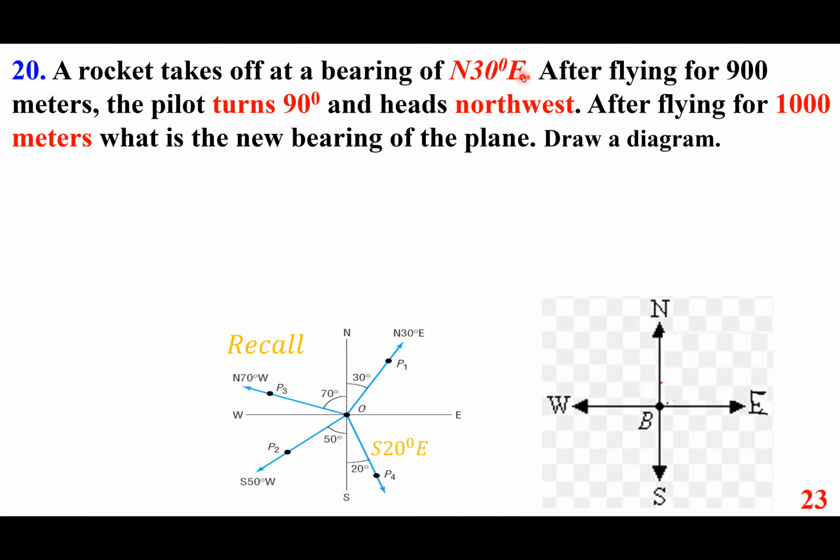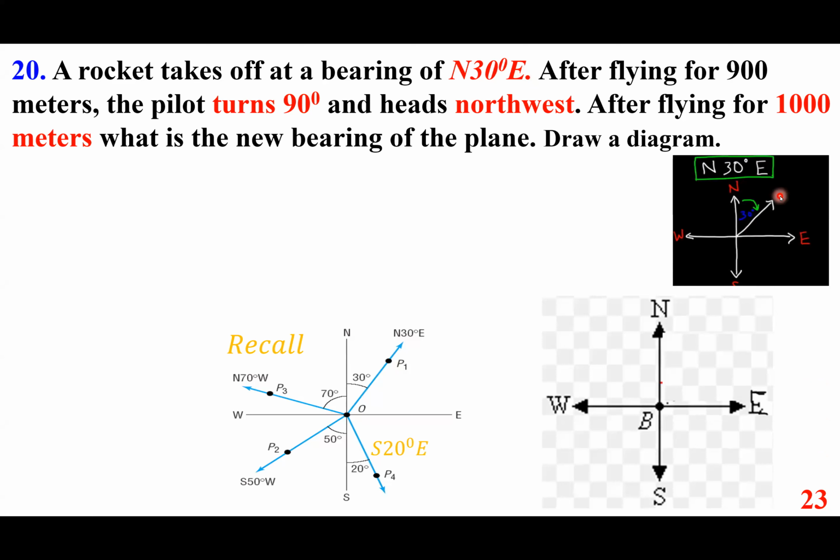So north, 30 degrees east. This may not be too scaled, but that gives you an idea. So we are going this way. Turning 90 degrees, and that's going 900 meters. Then turning 90 degrees. When you turn 90 degrees, you can go this way or that way, but northwest, because you could even go this way, okay? This is a 90-degree angle, and we fly about 1,000 meters. So this is now 1,000 meters.